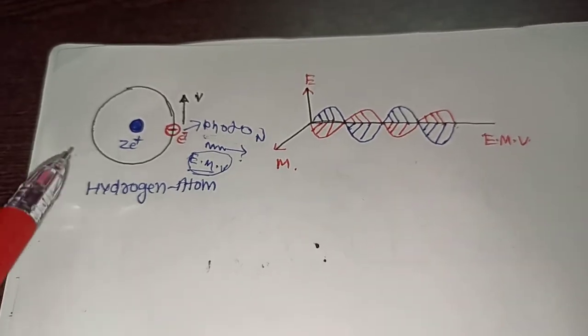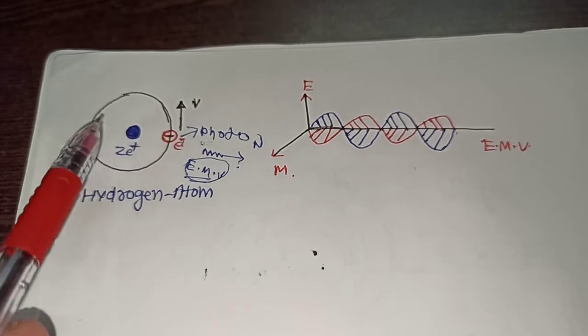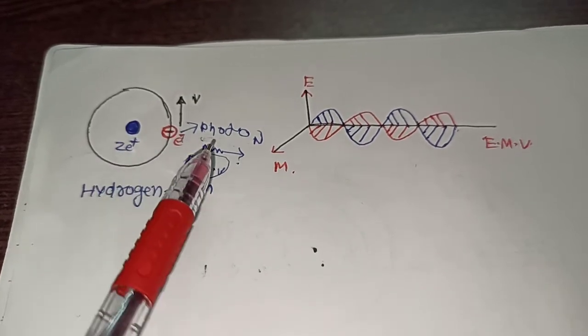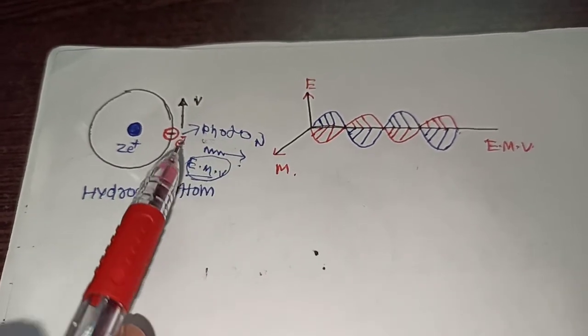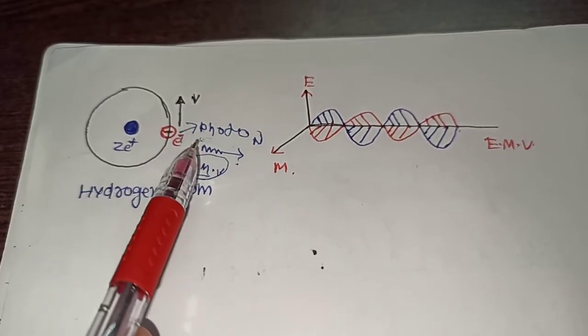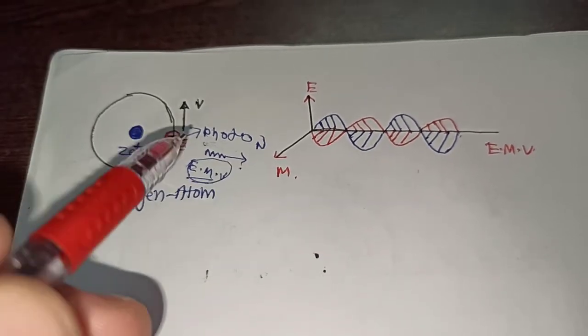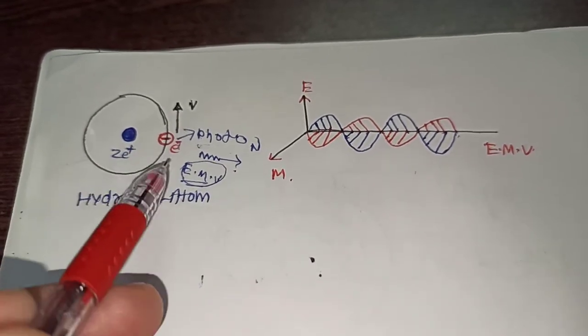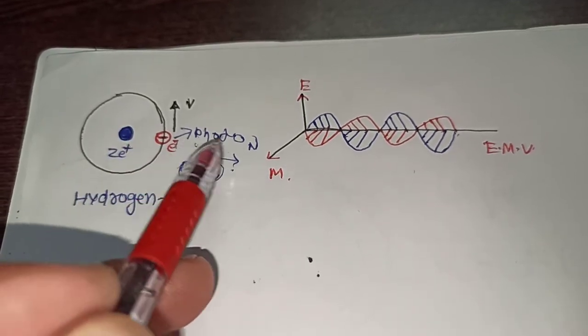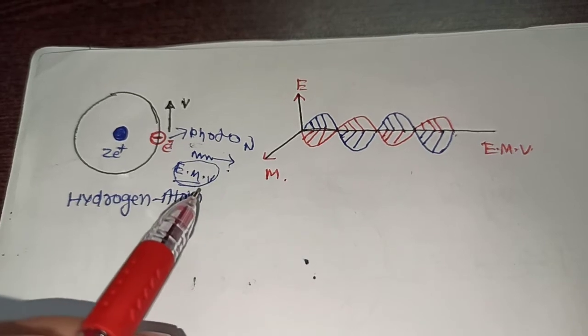In this problem, it is given that there is a hydrogen atom and an electron is revolving in such a way that it produces energy. You know that when the electron is in the first orbit, this is the energy in the form of a photon. When a charge is moving and produces energy, it 100% emits electromagnetic waves.